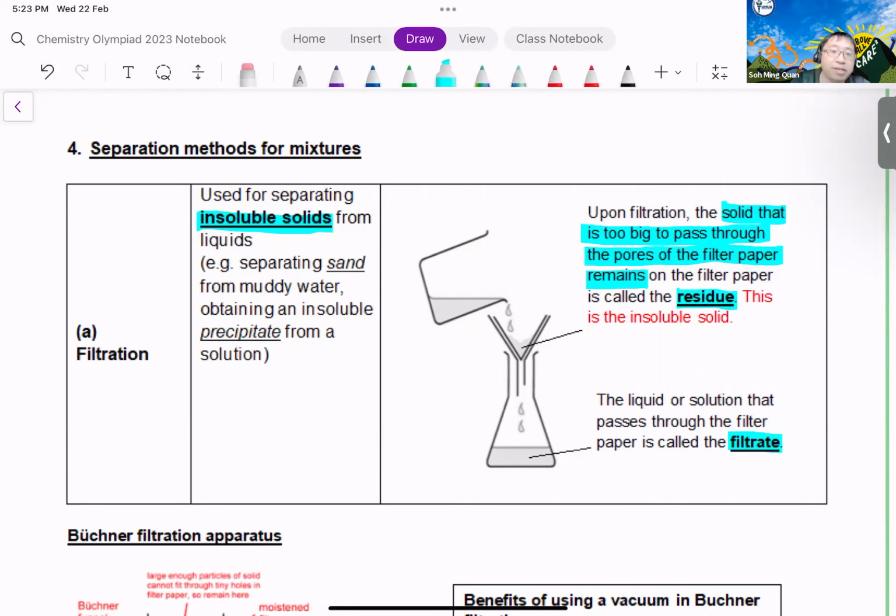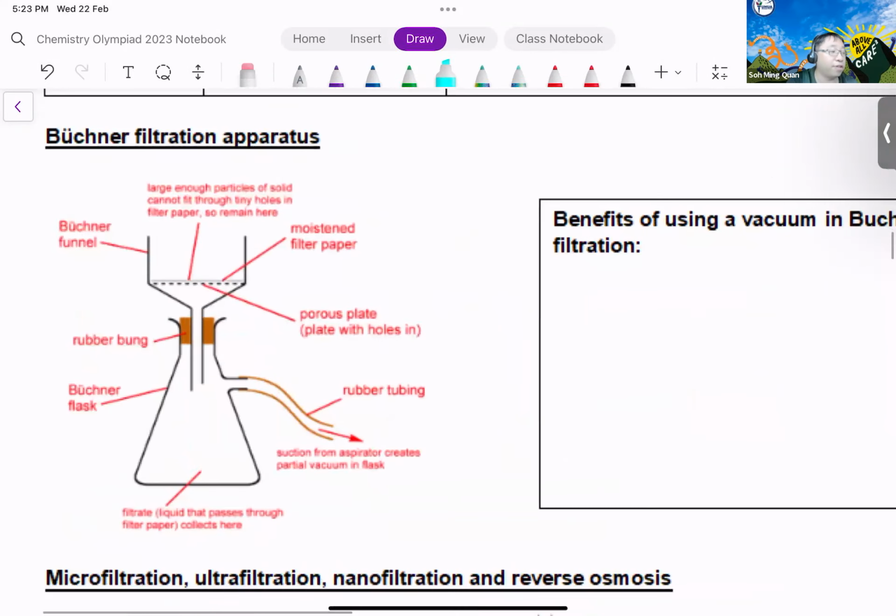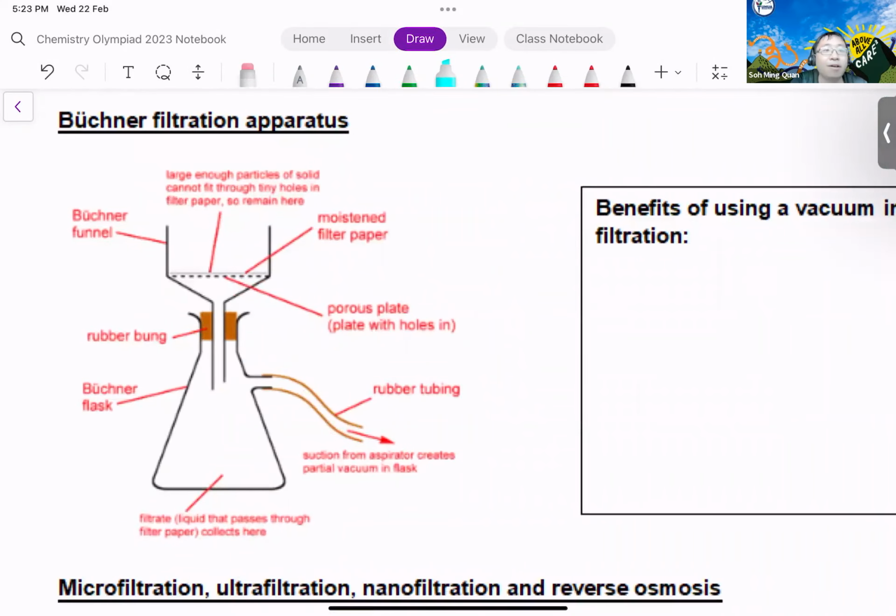However, if you go to a research lab, very often you wouldn't just use filter paper and filter funnel. Very often you will see apparatus that looks like this. This is called a Büchner filtration apparatus. It looks kind of similar, right? There are some similar parts. For example, you still have a filter paper. For example, you still have a filter funnel, but right now it's called a Büchner funnel. So these parts are similar to what you have learned for filtration.